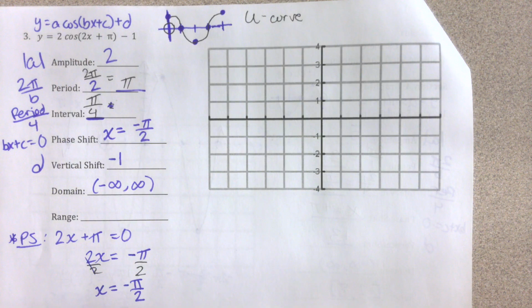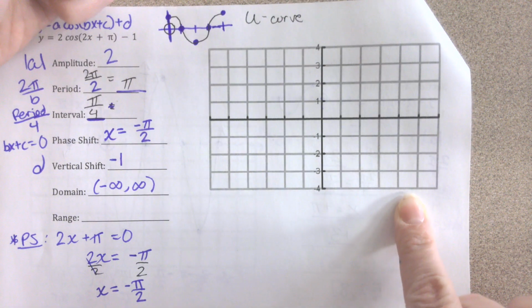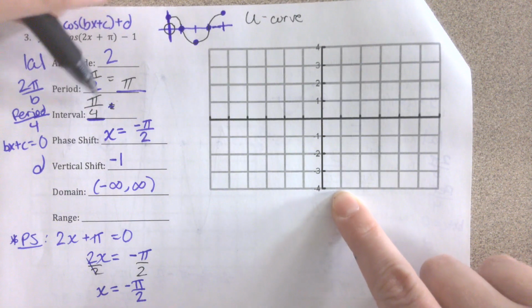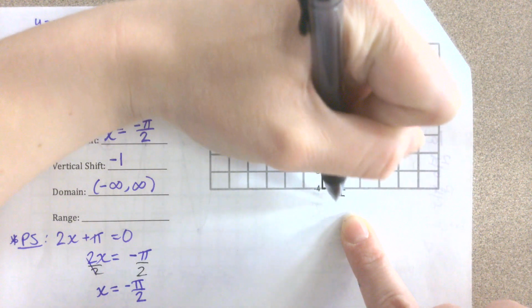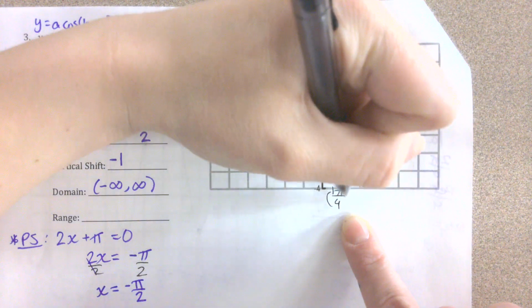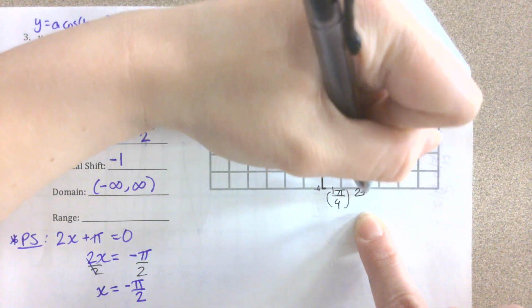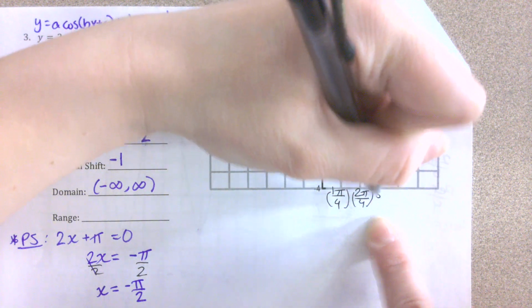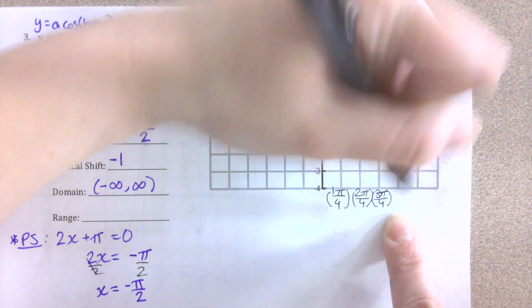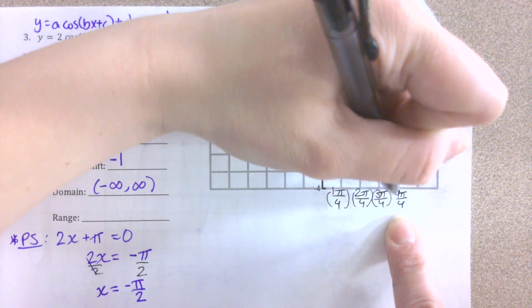Let's set up our graph. Again, I'll start out with the unreduced fractions and then go from there. First interval is pi over 4, and this is 1 pi over 4. And going up, we have 2 pi over 4, 3 pi over 4, 4 pi over 4.